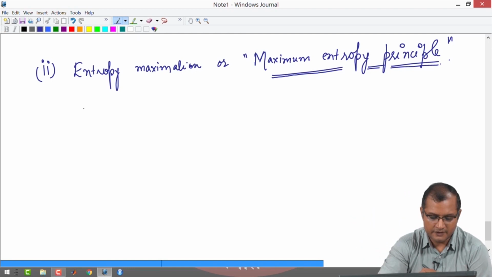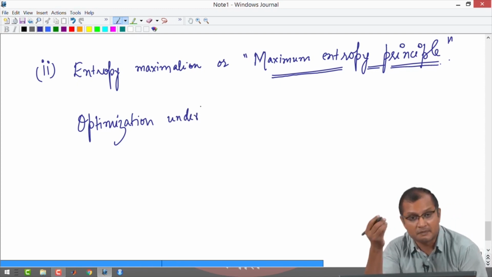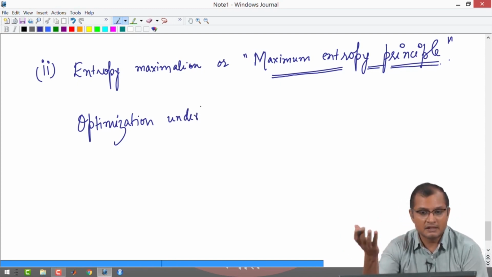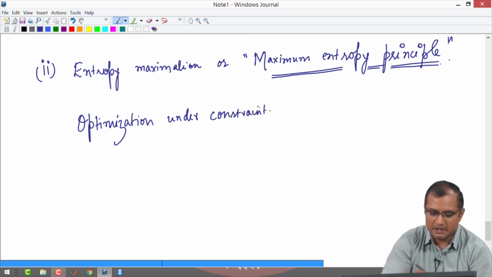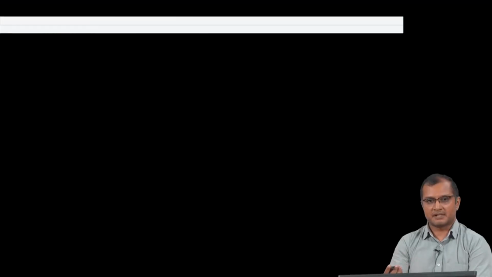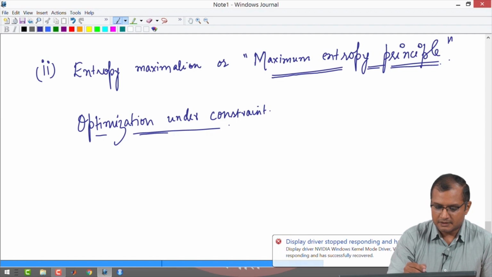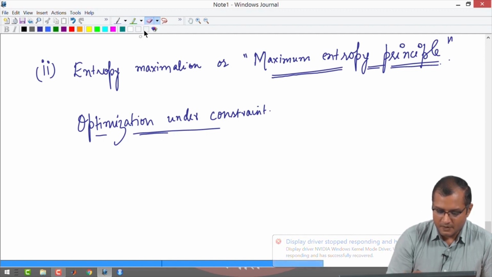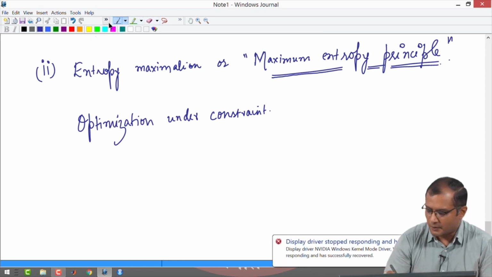Now, this is a subject of optimization under a constraint. I am optimizing entropy under certain constraints, and I will basically highlight what is meant by these constraints. Okay. So, mathematically this is a problem of optimization. So, I am going to take an example and explain this point.